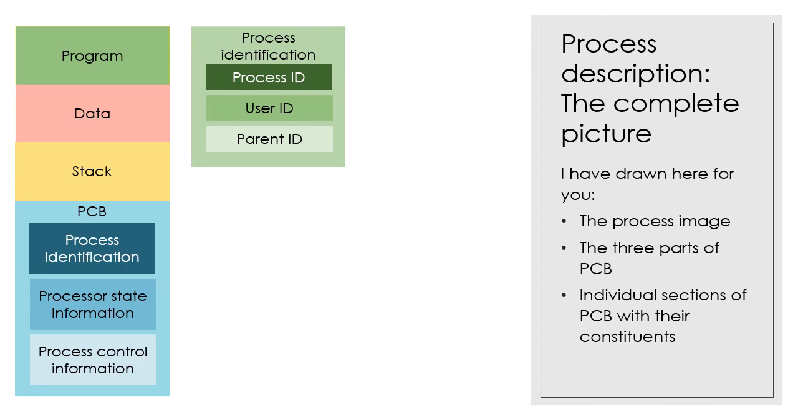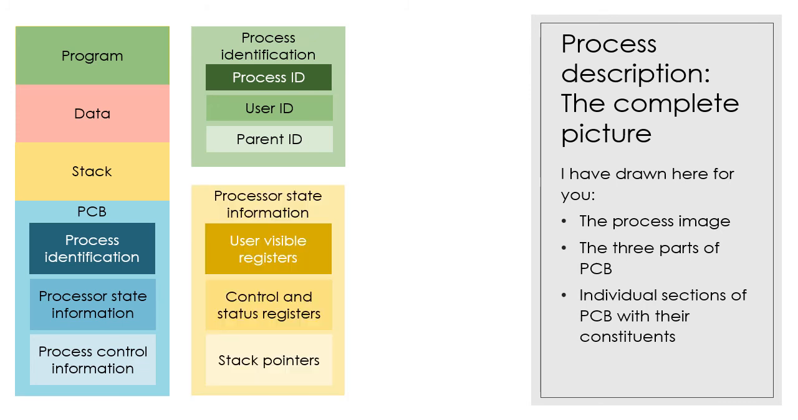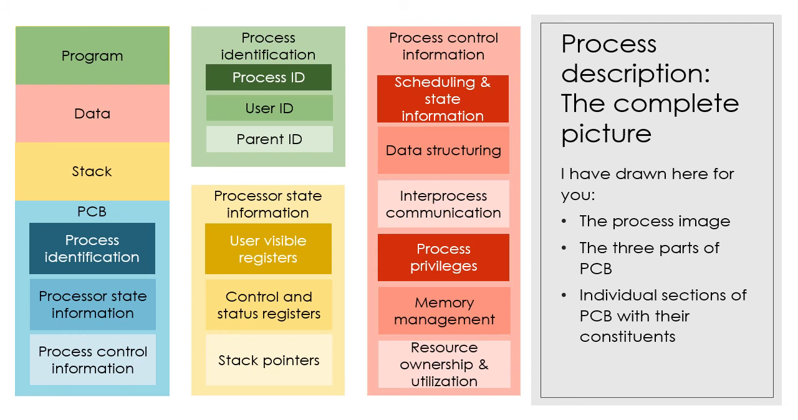Coming back to the PCB, the second component is processor state information. And if you move into this component, you find three components here: user visible registers, control and status registers, and stack pointers. The last component of PCB is process control information.